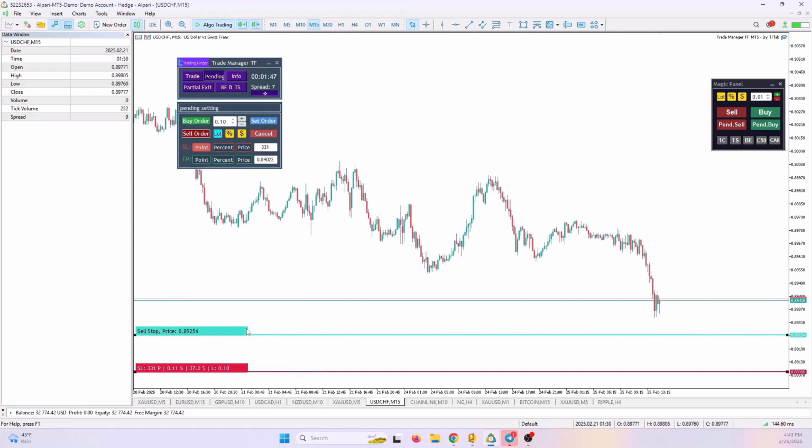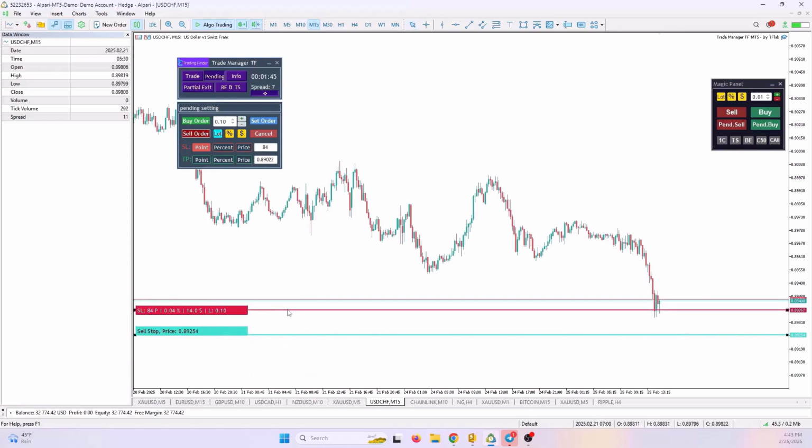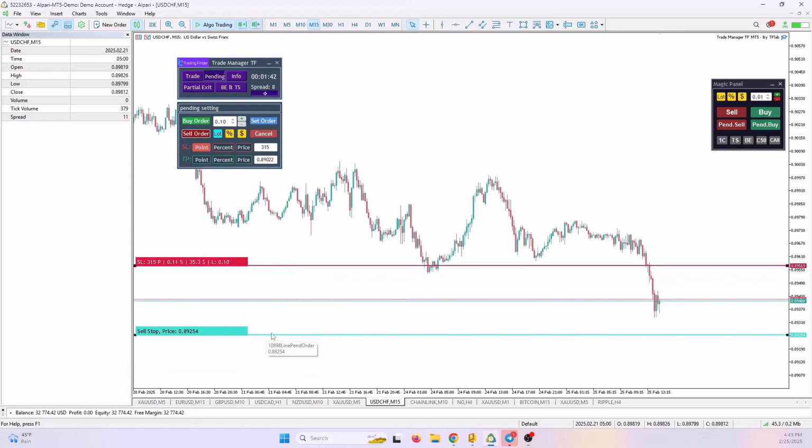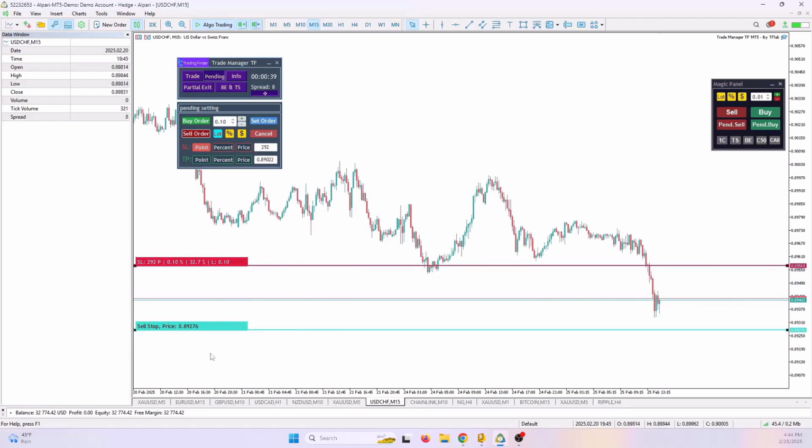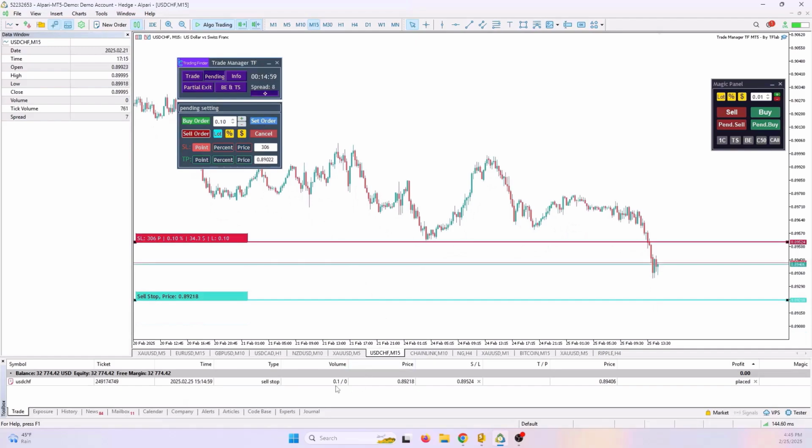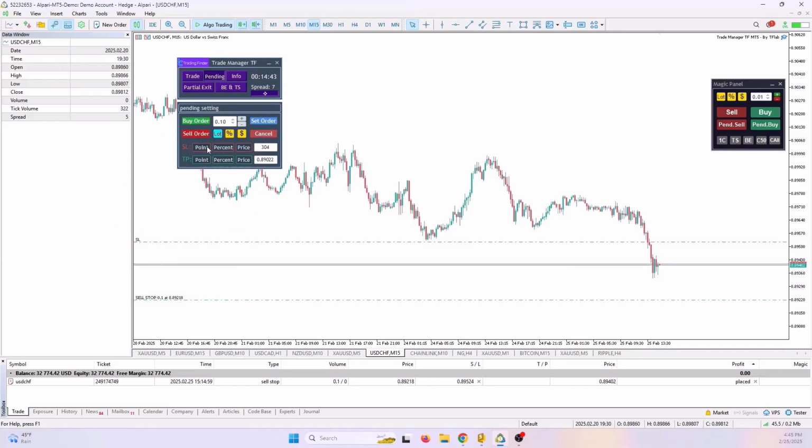Here, for example, since it is a sell trade, the stop loss must be above our entry point. To set this pending order, we can use the set order option by clicking on it. Based on the lot size we've determined and the entry point and stop loss we have, a sell stop order will be set. We can also use the cancel option, which will deactivate all these buttons related to pending orders, and we can disable the stop loss from here as well.